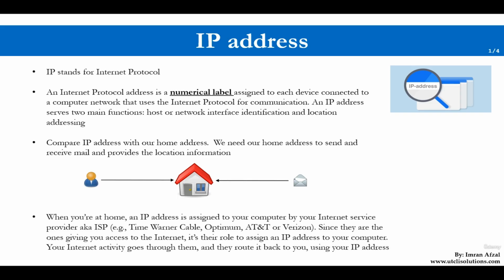So when you are at home, an IP address is assigned to your computer by your internet service provider, also known as ISP. So in the United States, or in New York where I am, there are these internet service providers like Time Warner Cable, Optimum, AT&T, or Verizon. And I'm sure you have different names, different companies, depending on which region you belong to. Since they are the ones giving you access to the internet, it's their role to assign an IP address to your computer. Your internet activity goes through them and they route it back to you using your IP address. And of course, you have to pay for that service.